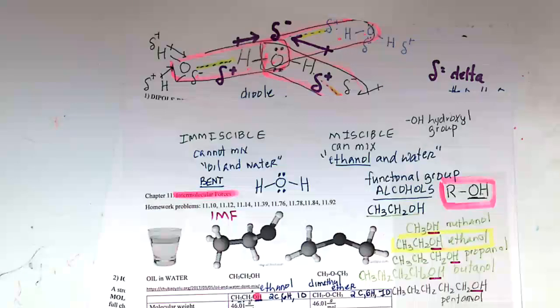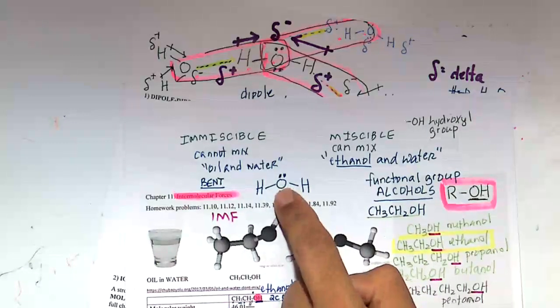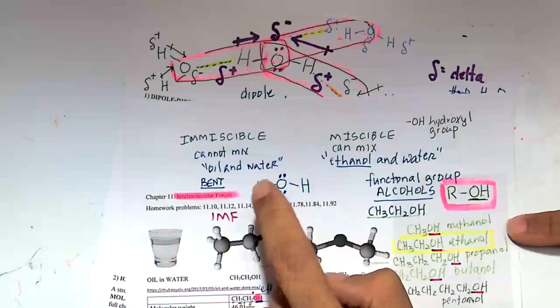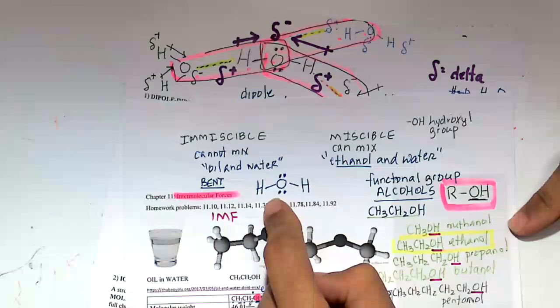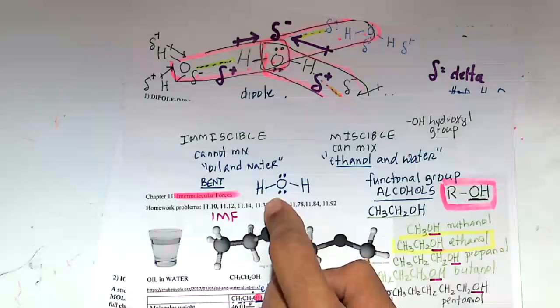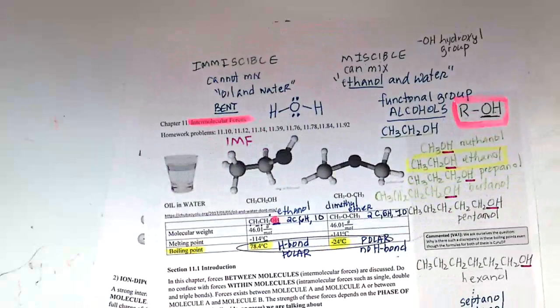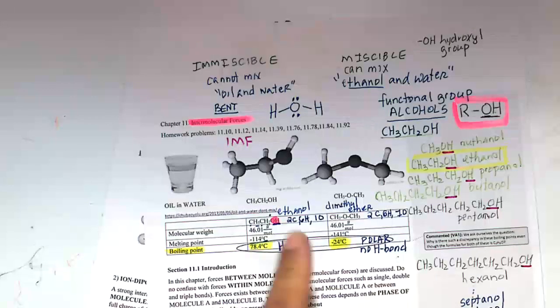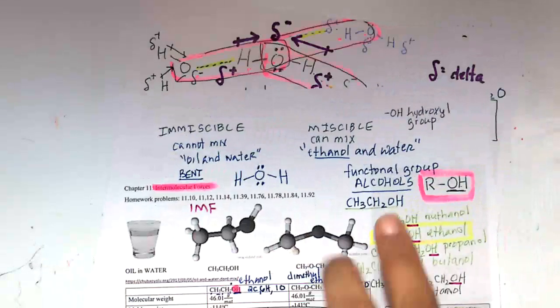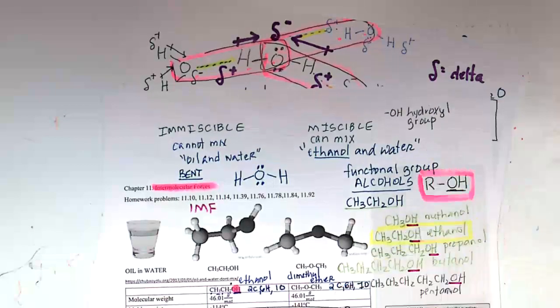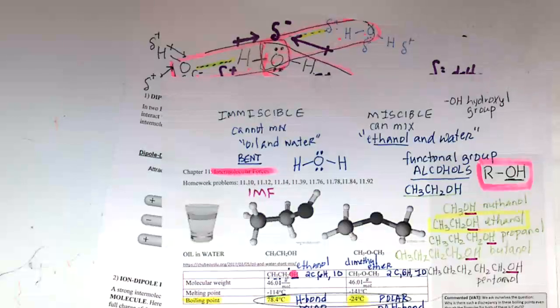Okay, finally, why do you think ethanol and water mix together? Why are they miscible? What is water? Okay, it's polar and it can hydrogen bond. What about ethanol? It's polar and it can hydrogen bond. Like dissolves like. This is why they are miscible. Okay, this is polar, can hydrogen bond. Okay, this is polar, can hydrogen bond. This is why they come together like this.